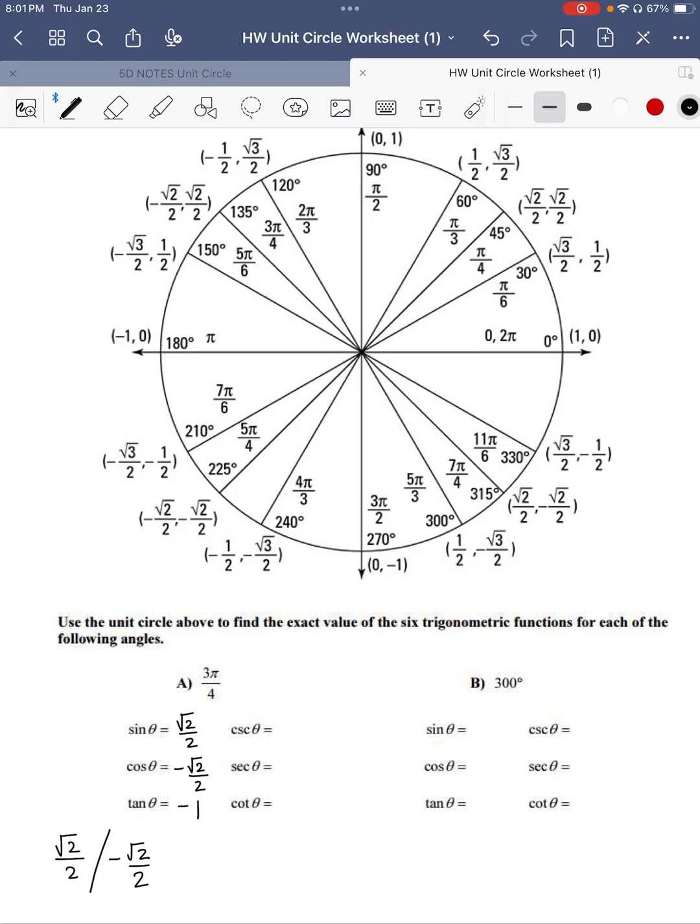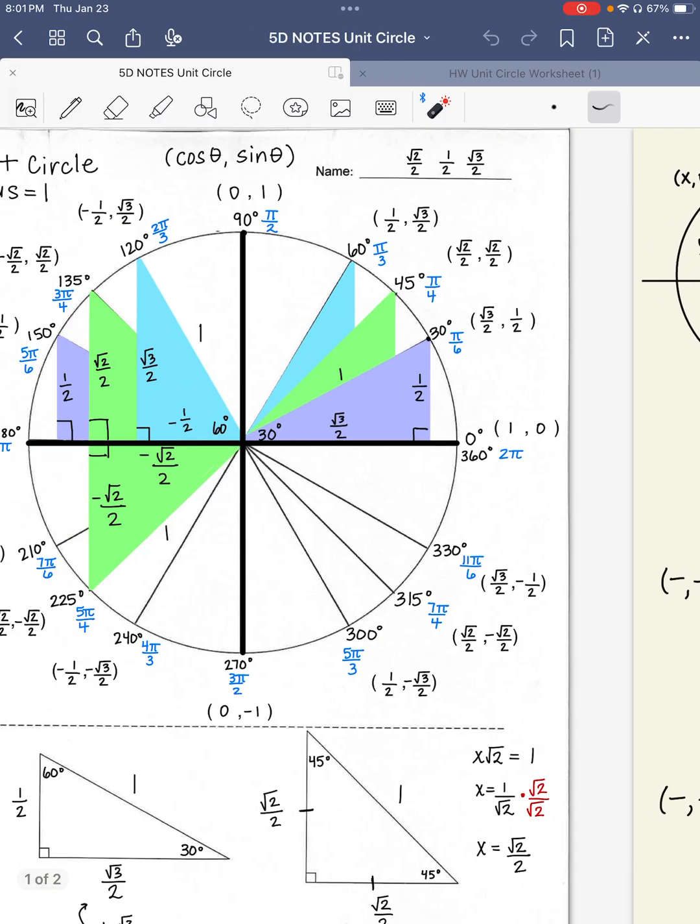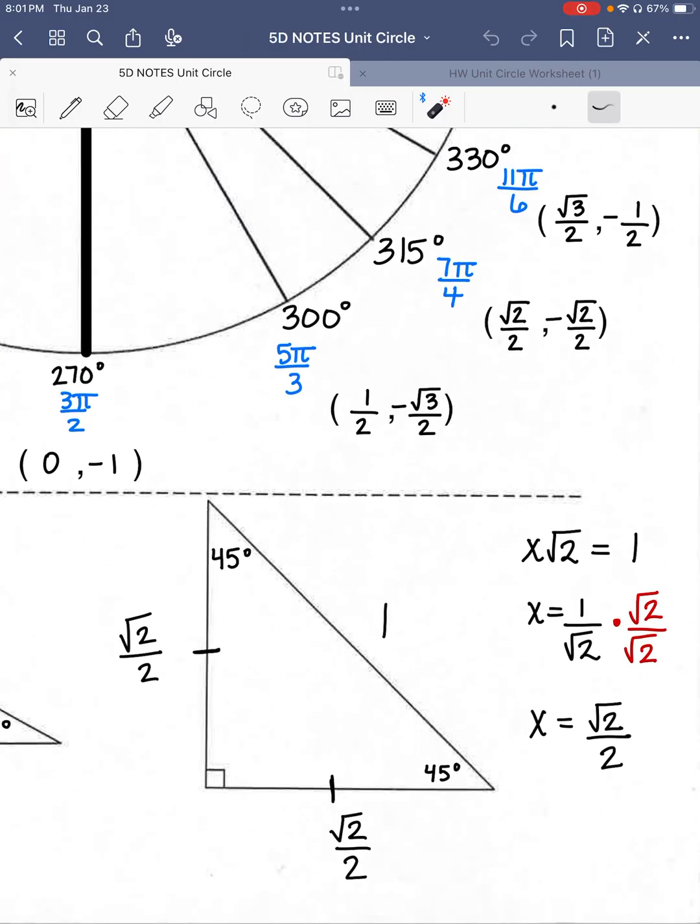Okay, to find the cosecant, I am going to remind you that root 2 over 2 was technically 1 over root 2, but then we rationalized it. If I go to here, when we were finding the side lengths, x is 1 over root 2. But then we rationalized it to get this. It's easier to take the reciprocal of this. The reciprocal of 1 over root 2 is just root 2 over 1.